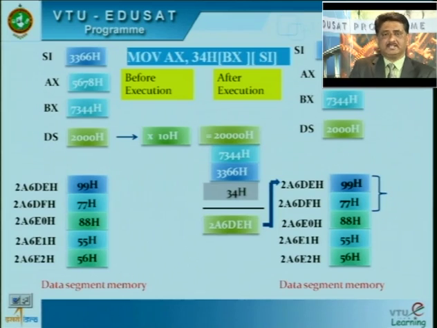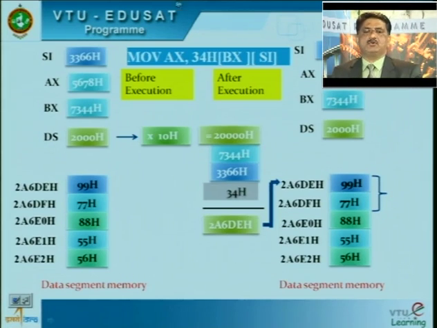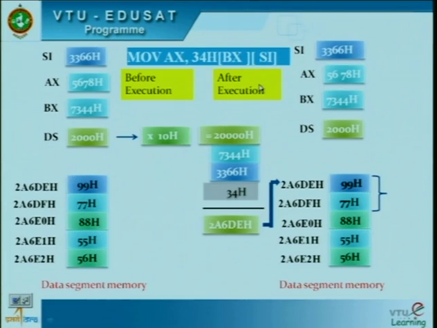Now, on the right hand side, you have the scenario of how it will be after execution of this particular instruction, MOV AX, 34H[BX][SI]. The physical address obtained is 2A6DEH. The contents of 2A6DEH and 2A6DFH will be copied onto the destination register, that is AX. Currently, AX has 5678H. After execution of this instruction, the contents of these two memory locations go and sit in AX.